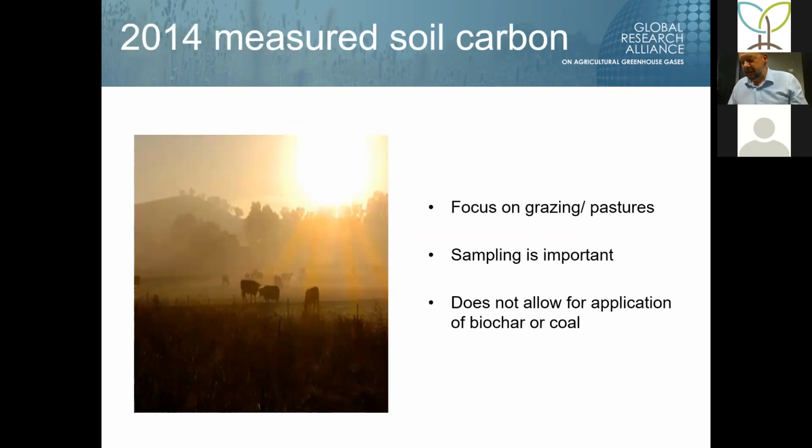So our first soil carbon method was the 2014 measured soil carbon method. It focused on grazing and pastures. It has been revoked. It was revoked in 2019. In this method, sampling design was really important. It required obtaining a baseline and making sure that baseline sampling was right and valid, so that later on it allowed for changes.